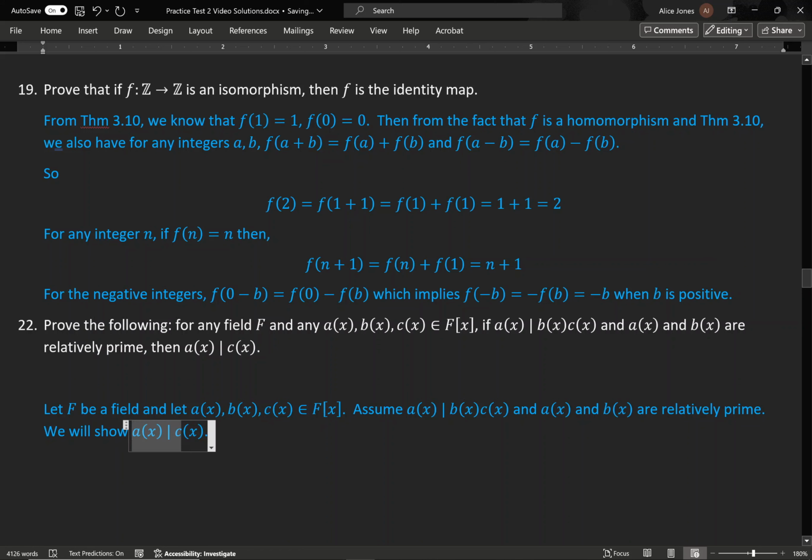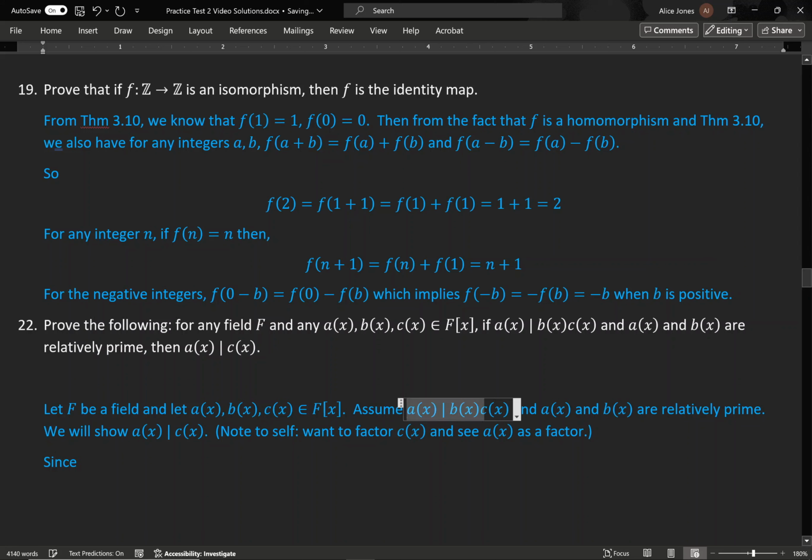And then I want to show this divisibility, so I can do that with an equation. When I want to show that a(x) divides c(x), I basically need to be able to factor c(x) and see that a(x) is a factor of it. So note to self: want to factor c(x) and see a(x) as a factor. Okay, so that is my goal. And now let me use my assumptions.